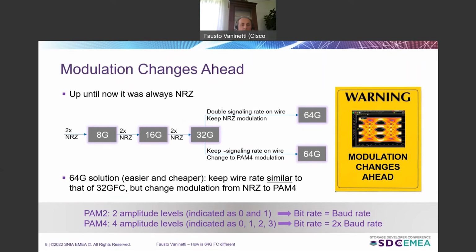But with PAM4, every symbol can take up 4 different shapes, 4 different levels. And to represent 4 levels, you need 2 bits. This means that for every symbol, you are actually transmitting 2 bits of information. That's why the effective bit rate is double the symbol rate, is double the baud rate.